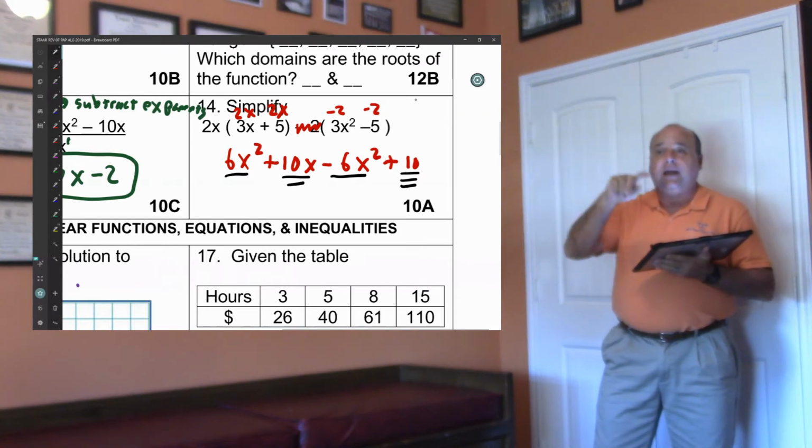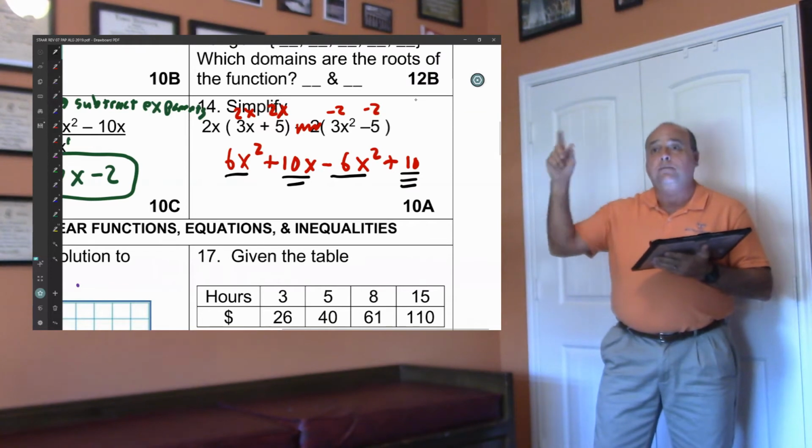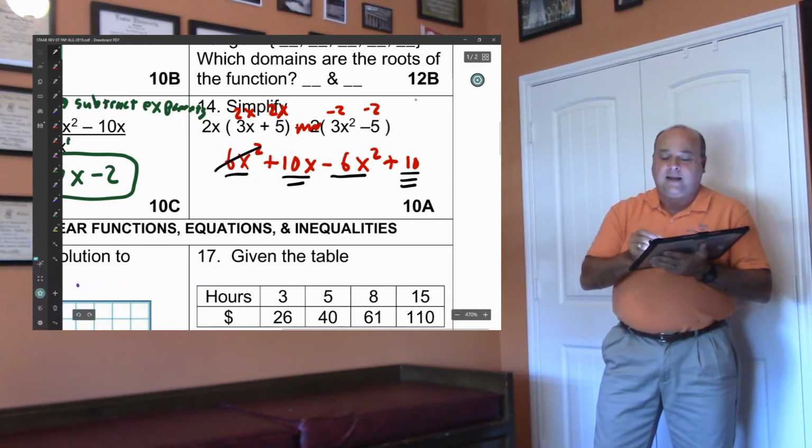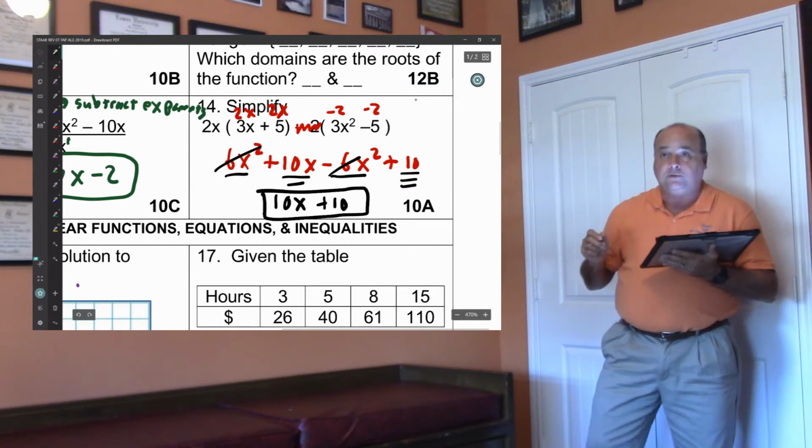What's going to happen to the x squares though? 6x squared minus 6x squared, they're going to cancel out to 0, aren't they? So all that's left is 10x plus 10. And I can't add those up because they're not like terms.